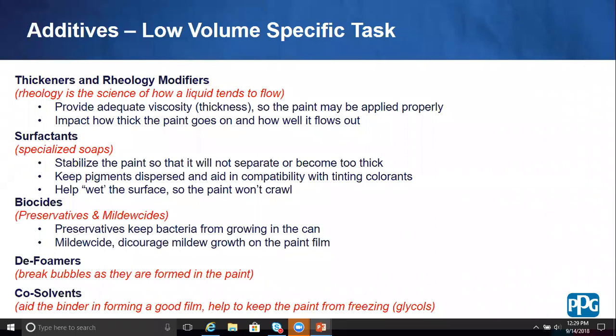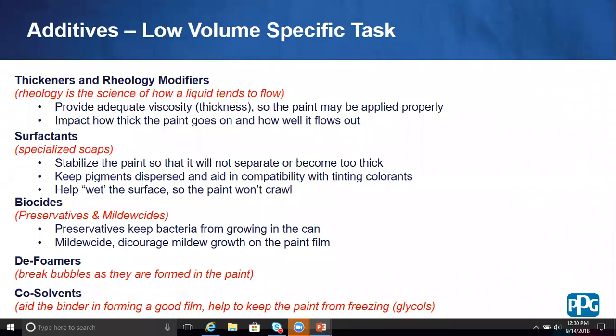But surfactants are really one of the most important things that we have in a can of paint. These are literally specialized soaps. Think Dawn dishwashing liquid. They do 3 main things. They stabilize the paint so that it'll not separate or become too thick in the can. That's very important. You don't like to have your paint separate, especially after you've tinted it and shaking it. So surfactants really help hold everything together. The other thing they do is they keep pigments dispersed, and they aid in the compatibility with tinting colorants.